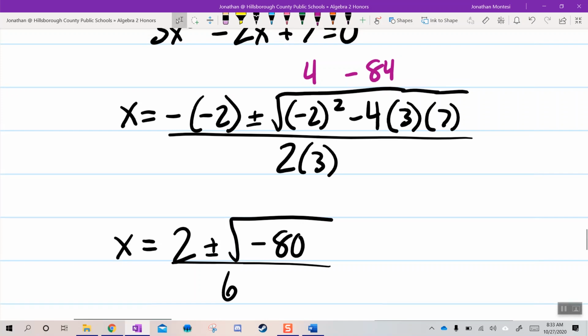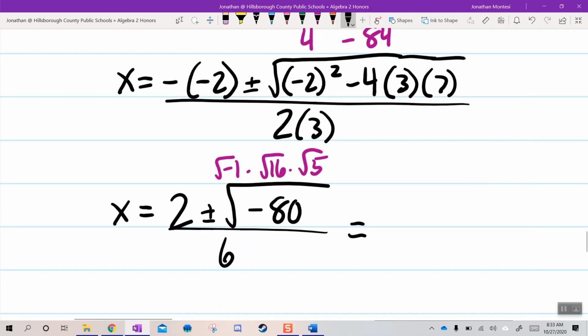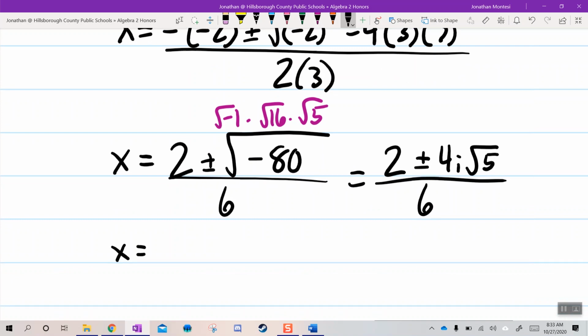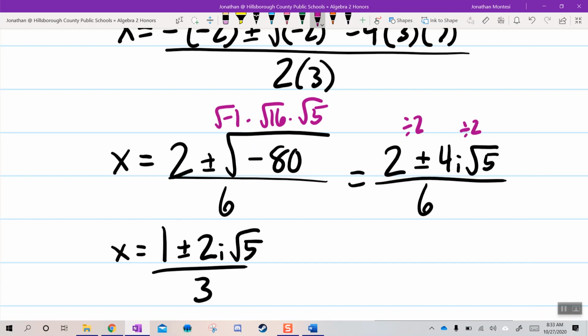6. Let's see, 80. I believe we just did that one on top. Yeah, we did. 80 breaks into 16 and 5. How convenient. So 4i root 5 underneath. We got our 6, just like the last one. We need to simplify. So 1 plus or minus 2i root 5 over 3. And that was from me dividing them all by 2, because this is a fraction we can simplify. And that is your quadratic formula.